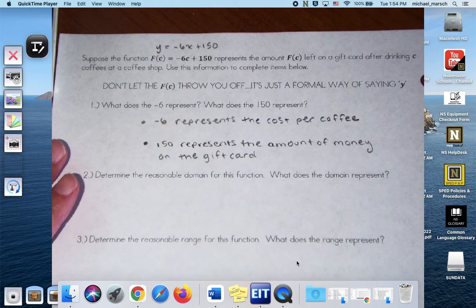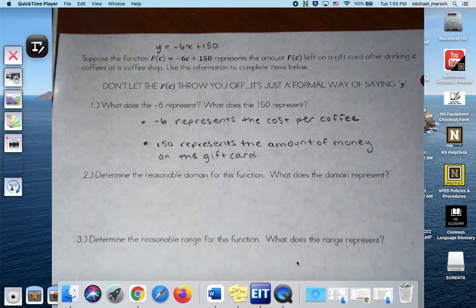Could you do 6 times x minus 150? When you're on the other stuff, 150 minus 6x. Would that work? You could, but you don't have a negative 150 on your gift card. You have a positive 150 on the gift card. 150 minus 6x. That's the same thing.